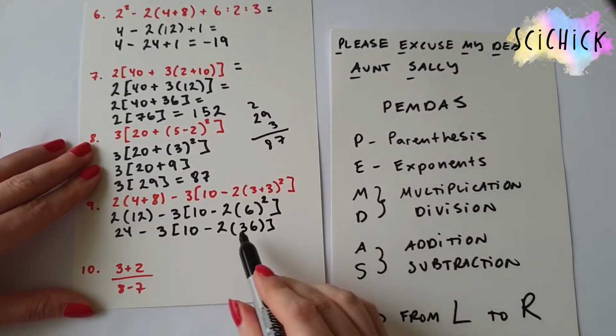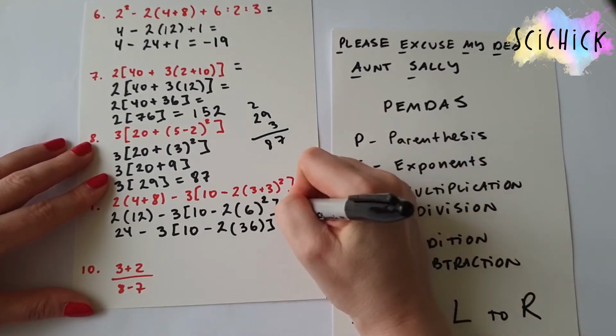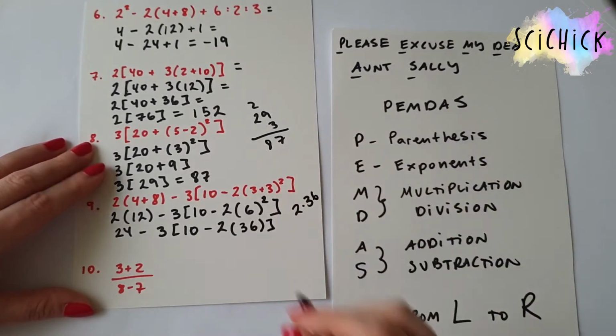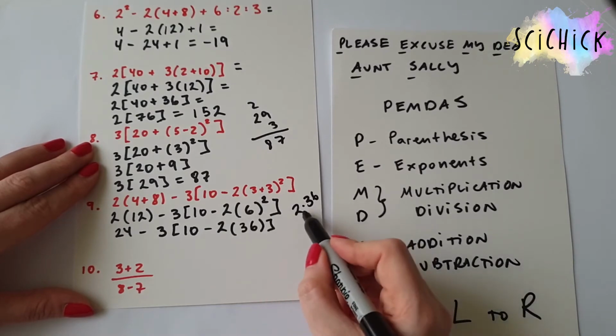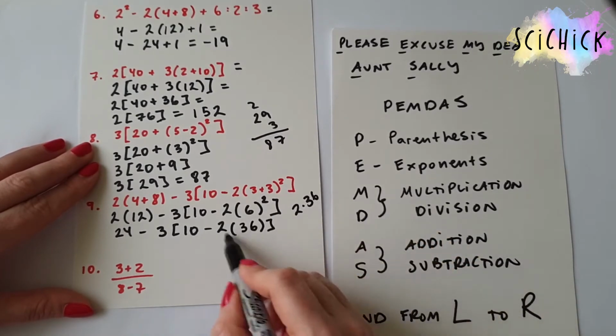So what I was saying is that I could also have written this 2 times 36. But I think it's just easier for you to see it if I do it like this and keep the parentheses. So you can also write it like this, okay? This is the same as this.